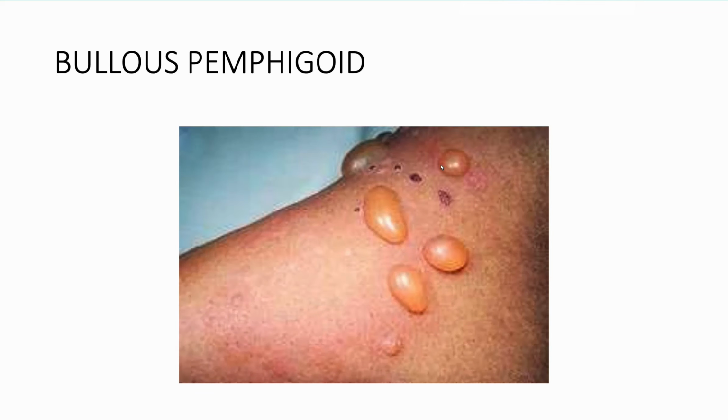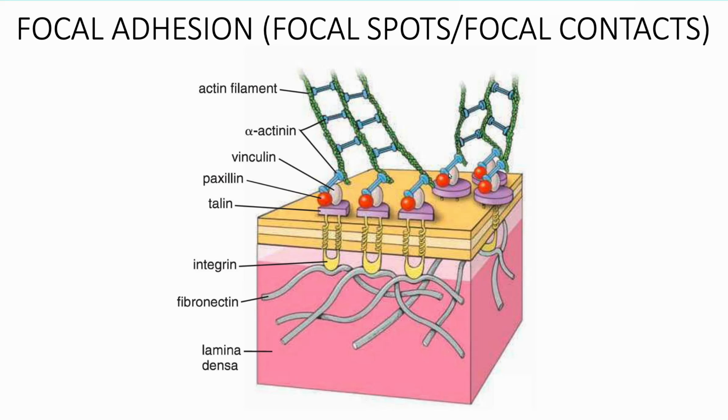Such conditions include one prominent and very clinical condition, that is bullous pemphigoid. The next type of anchoring junction will be focal adhesion, otherwise known as focal spots or focal contacts. This type of anchoring junction we see mainly in the basal domain of a particular cell. It creates a dynamic link between the actin cytoskeleton and the extracellular matrix protein.